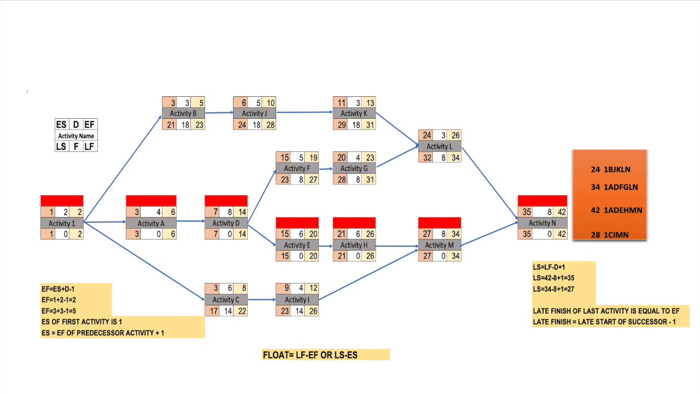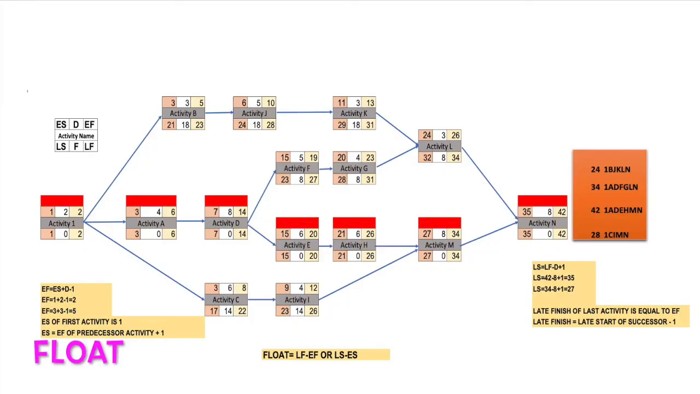So if any activity on this critical path is delayed for 1 day, our whole project will be delayed for 1 day. If any activity is delayed for 2 days, our complete project is delayed for 2 days. As another scenario, you can see activity L. Activity L has 8 days float. So this activity could be delayed 8 days without delaying the project duration.